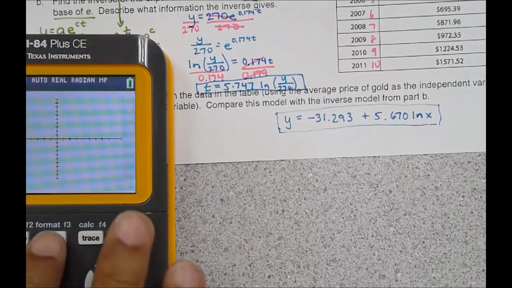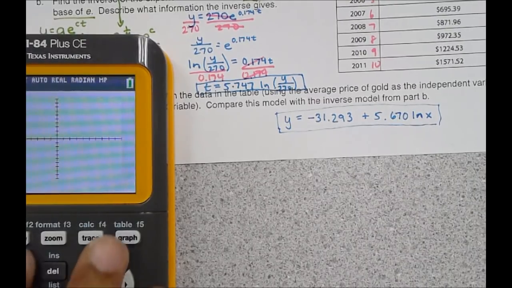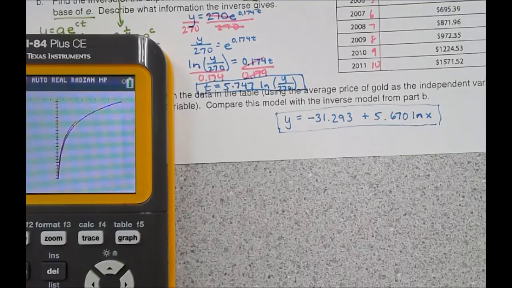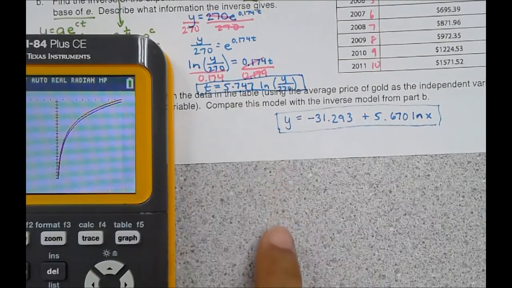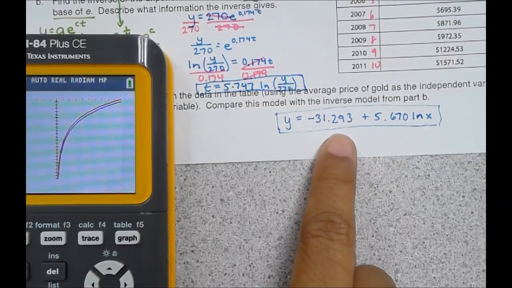Let's go ahead and zoom fit. Zoom start. Oops, wrong one that I pressed. Zoom fit. So there's one graph and there's the other graph. And they are pretty close to each other. Not exactly on top, but they're pretty comparable. This is obviously doing it by hand, and this one is doing this using the graphing calculator.